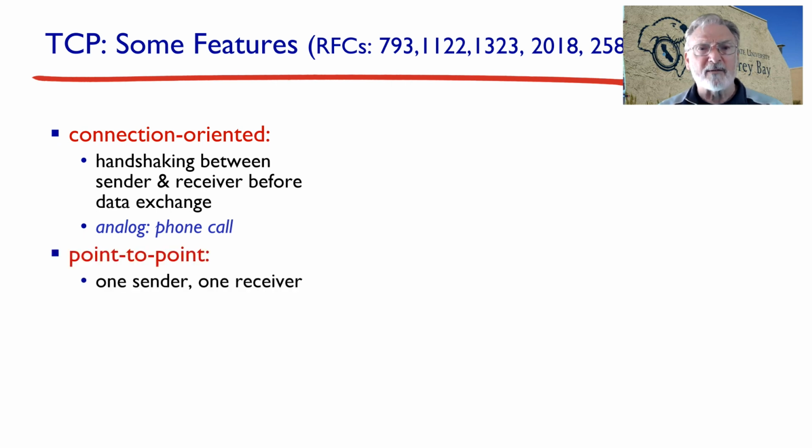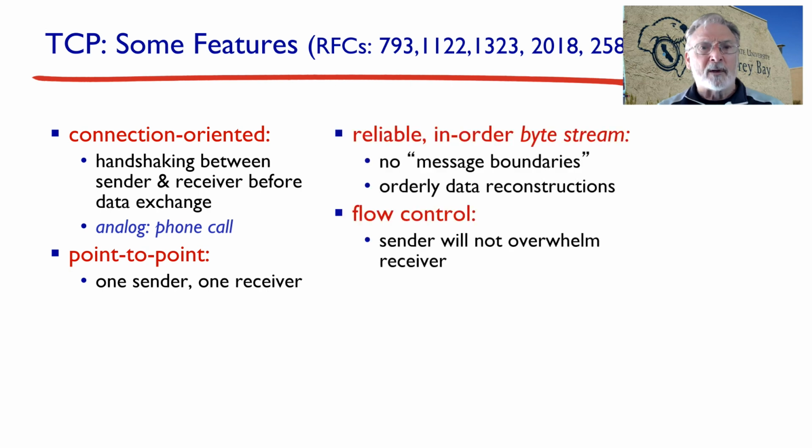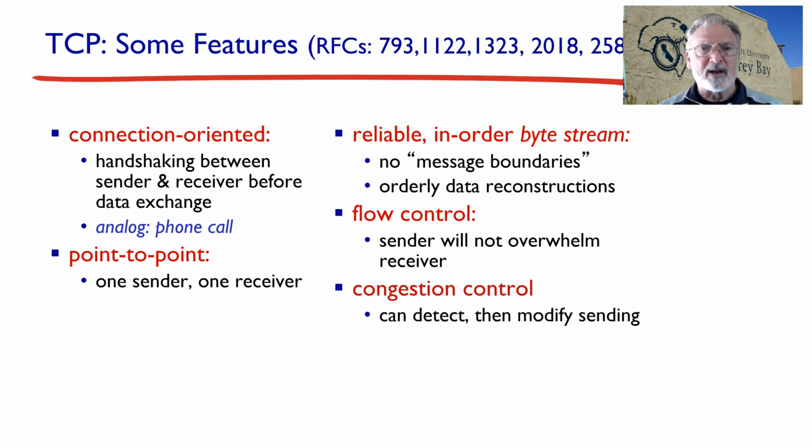TCP is designed for a conversation between one sender and one receiver. We will see that TCP provides for orderly data reconstruction and flow control. Once the reliability problem for a pair of communicating devices was solved, then the next problem was to figure out how a large number of devices can share the communication medium. We will look at 2 of the different algorithms that have been developed to help TCP handle congestion control.